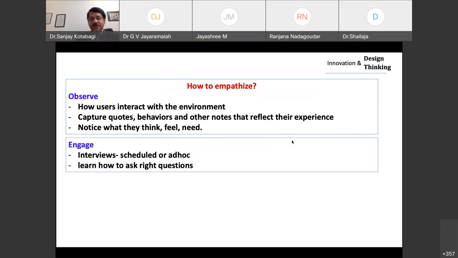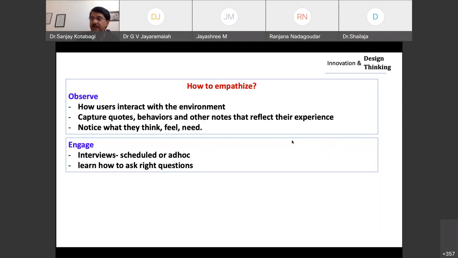Then engage. The second level of empathy is engage. There I should go with a set of people who are responsible for that and start talking to them, conduct interviews, scheduled or ad hoc, and learn how to ask the right questions. That is important here. During engage, believe it or not, before going to the person, I should know how I should react and what approach I should adopt in order to talk to that person. Then create that environment before you start your discussion.